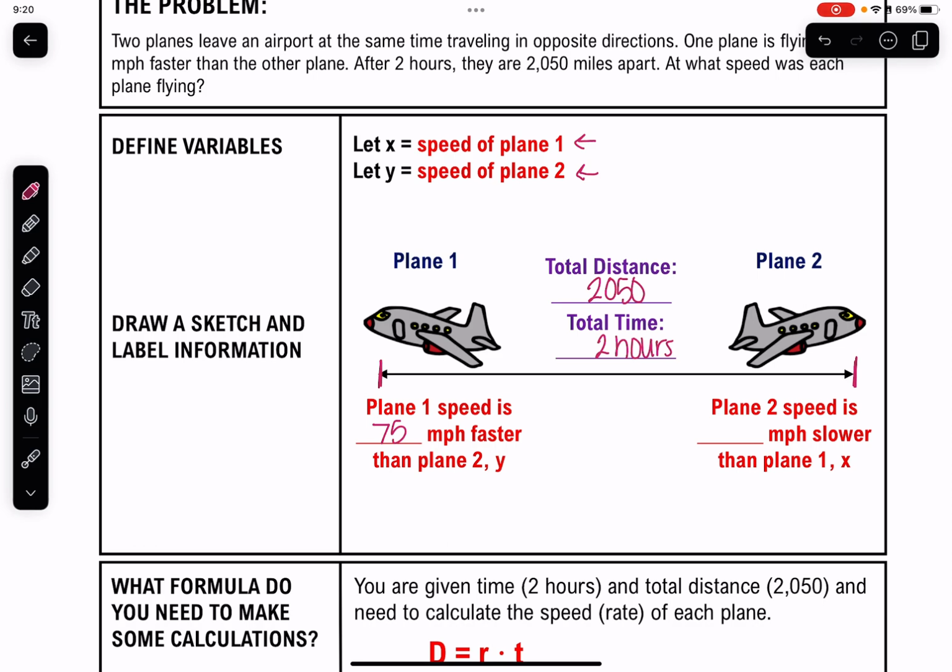So we're going to say plane 1 is going to be the faster plane. Plane 2 is going to be the slower plane. That means plane 2's speed is 75 miles per hour slower than plane 1. So that's where we're starting, and we have a good visual of what's happening. We know they've gone a distance away from each other over 2 hours, and one's going faster than the other.